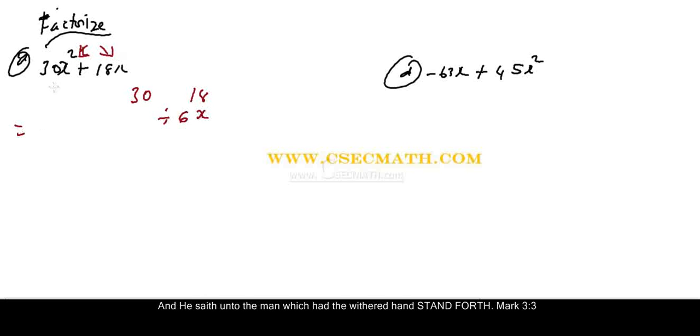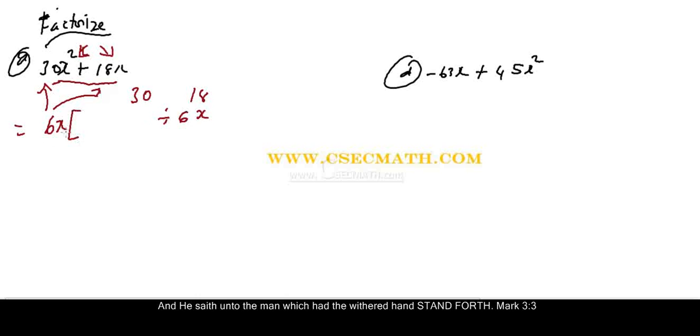So if somebody happens to tell me write 30x squared positive 18x as a product of two terms, then the first and foremost thing I should be doing is to place the common factor for 30x squared and positive 18x. So the common factor is 6x, that is to say 6x is the only quantity that would be in a position to divide the first quantity, that is 30x squared, and the second quantity 18x.